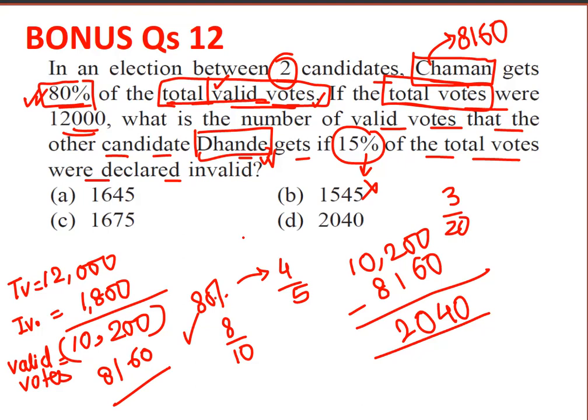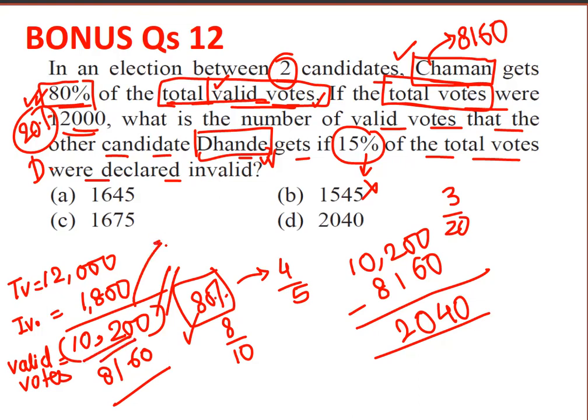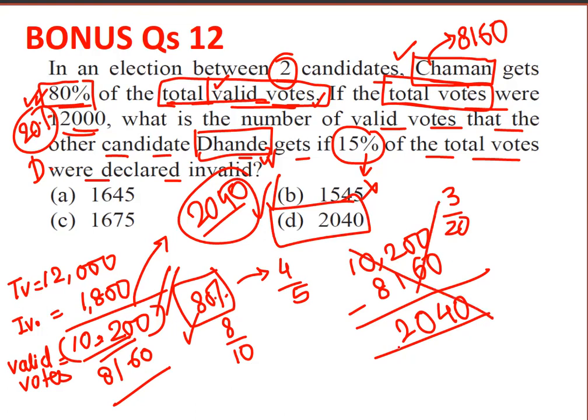What is that simpler approach? Instead of finding this 80%, we can curtail this step totally. We know that 80% of valid votes Chaman has got. So obviously it means that 20% of valid votes Dhande has got. So directly find out 20% of this. 20% means what? Double. So double will be 204, right? 102's double is 204, 0. Adjust the zeros, you are getting the answer D. So we can totally eliminate this step and find out from here only.